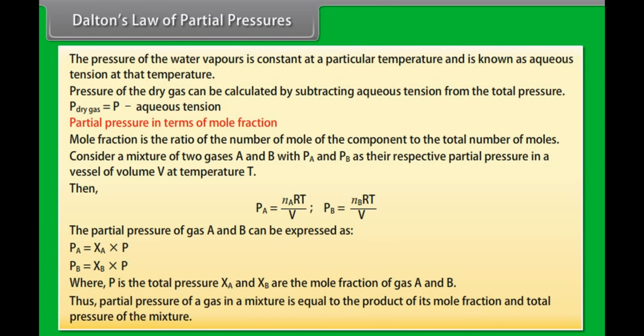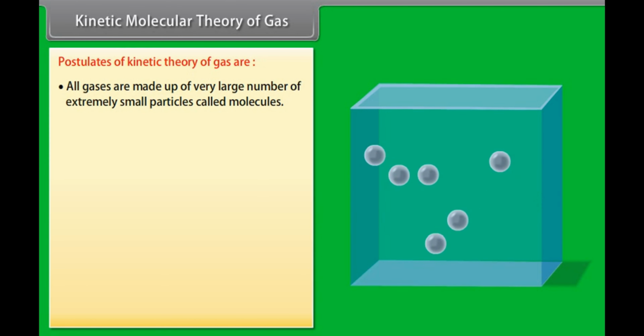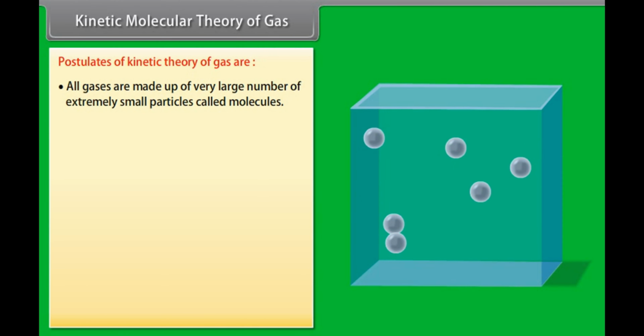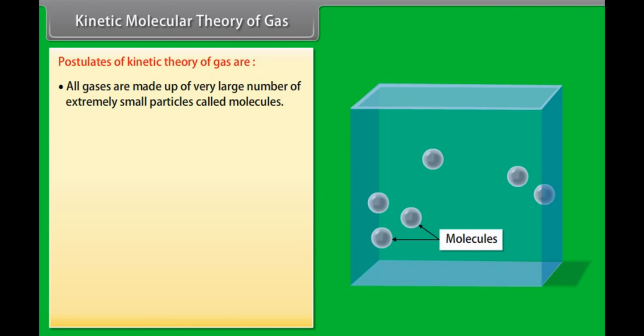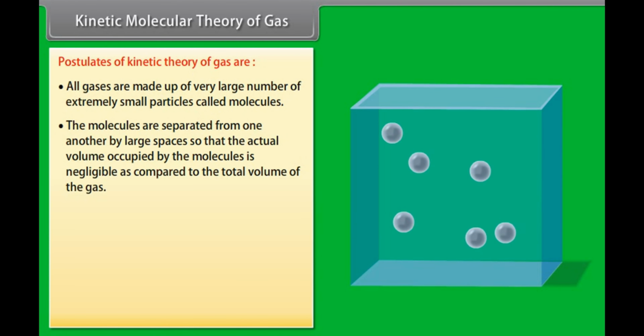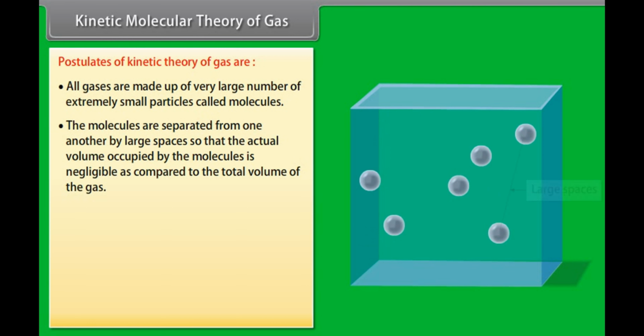Thus, the partial pressure of a gas in a mixture is equal to the product of its mole fraction and the total pressure of the mixture. Kinetic molecular theory of gas. Postulates of kinetic theory of gas are: all gases are made up of very large numbers of extremely small particles called molecules. The molecules are separated from one another by large spaces so that the actual volume occupied by the molecules is negligible as compared to the total volume of the gas.